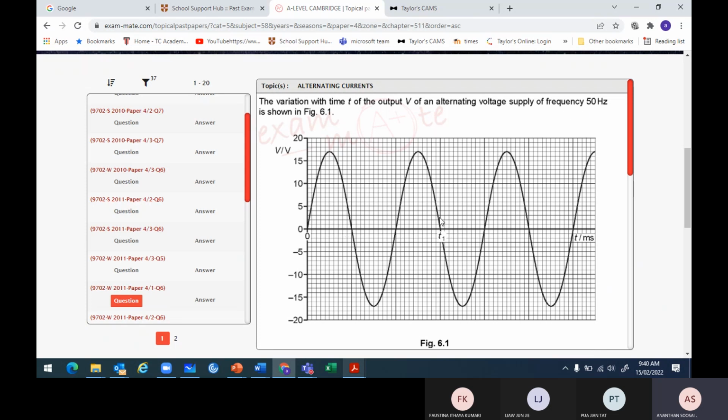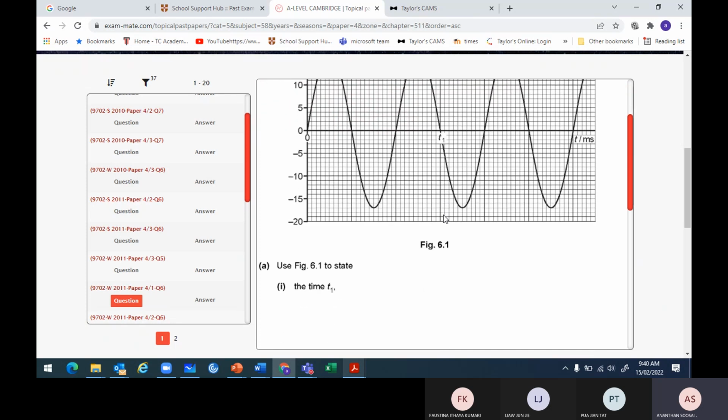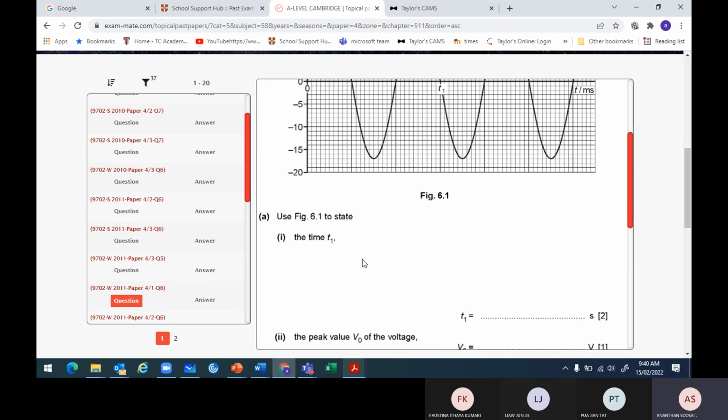So 1.5 periods, yeah. So find the period times 1.5. T1 is 1.5 periods. So find the period times 1.5.